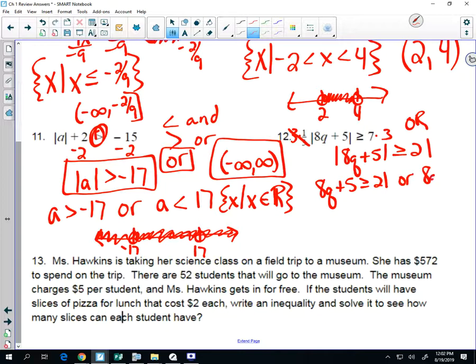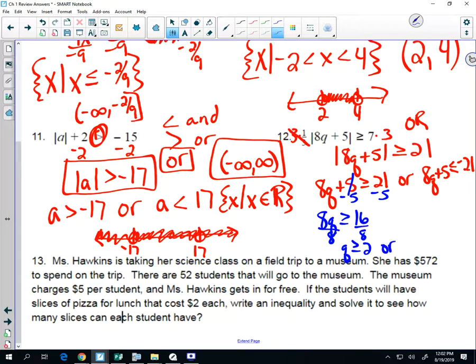Or 8q plus 5, flip my sign, so it's going to be less than or equal to negative 21. And now I'm just going to solve both problems, okay? So I'm going to subtract 5, and I'm going to get 8q is greater than or equal to 16. Divide by 8, and I get q is greater than or equal to 2.